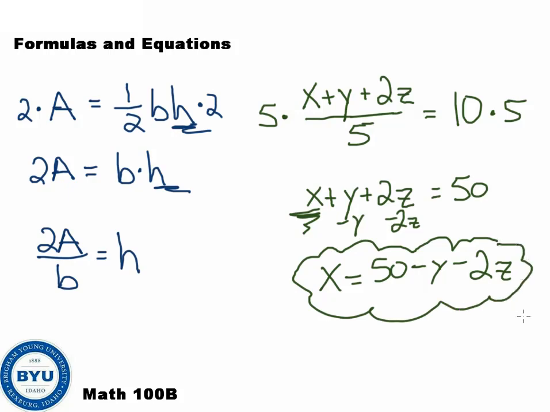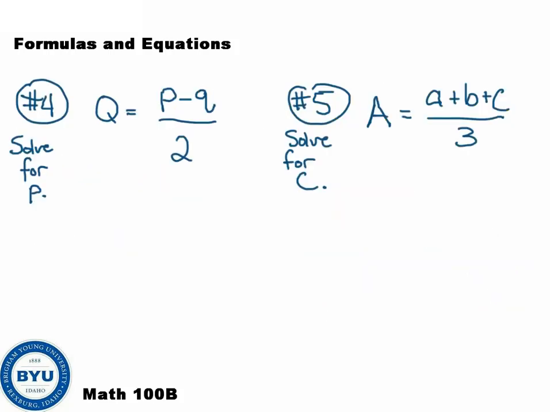Okay, let's give you guys 2 more problems to work on here. So on these problems here, here's number 4 and number 5. On number 4, you need to get p by itself, solve for p. And on number 5, you need to get c by itself to solve for c. Go ahead and pause the video. Give these a try in your video notebook. When you're ready to check your answer, go ahead and push the play button again.